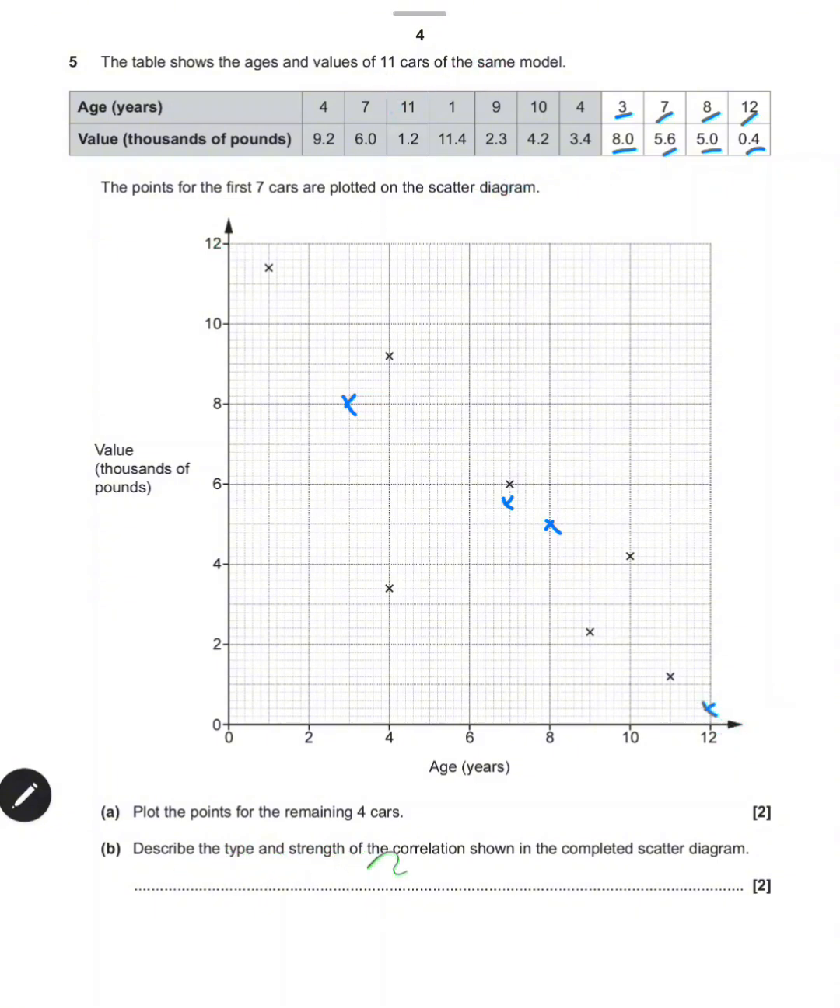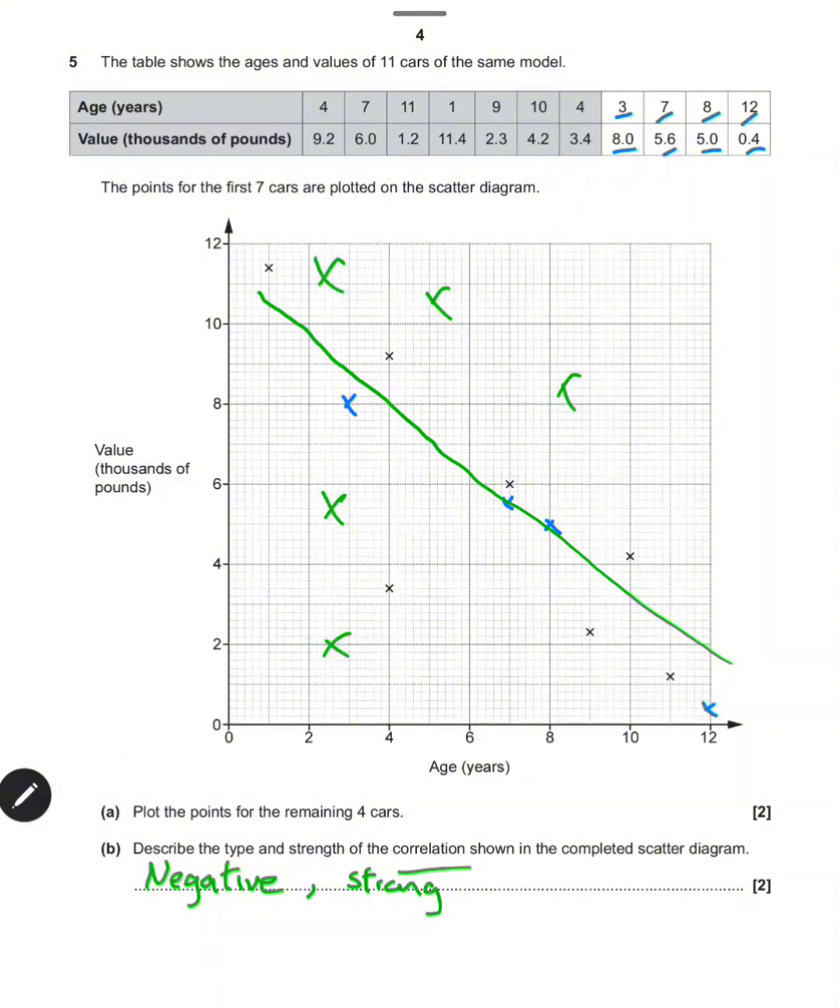Part B says describe the type and strength of the correlation. So if we can see these crosses are kind of forming a straight line coming down, that is definitely negative correlation. And because these points are all pretty close to that straight line that I've just drawn, we're going to call it strong negative. If the points were scattered like this, but still coming downwards, we'd call it weak.